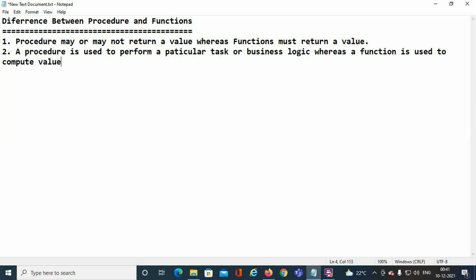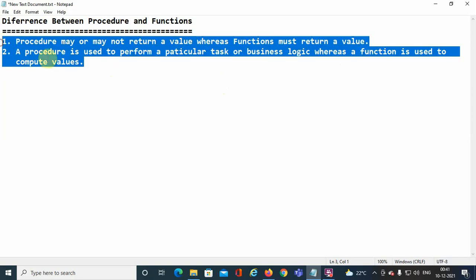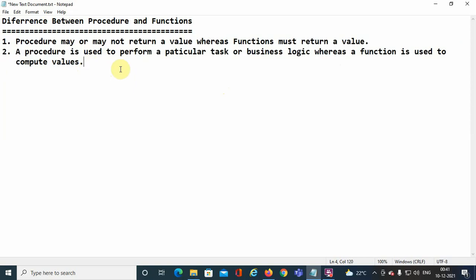Okay, and in the function we do not execute any business logic, and it is not capable of doing that. So this is the very common difference. Now I will discuss some very important differences beyond these two common differences.